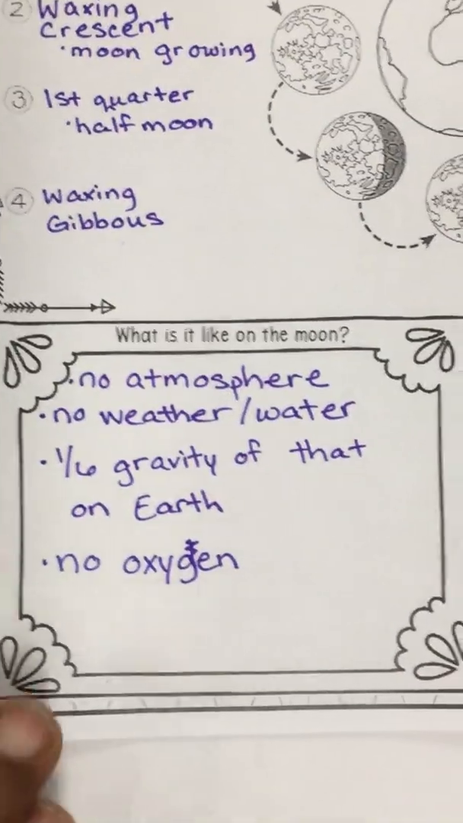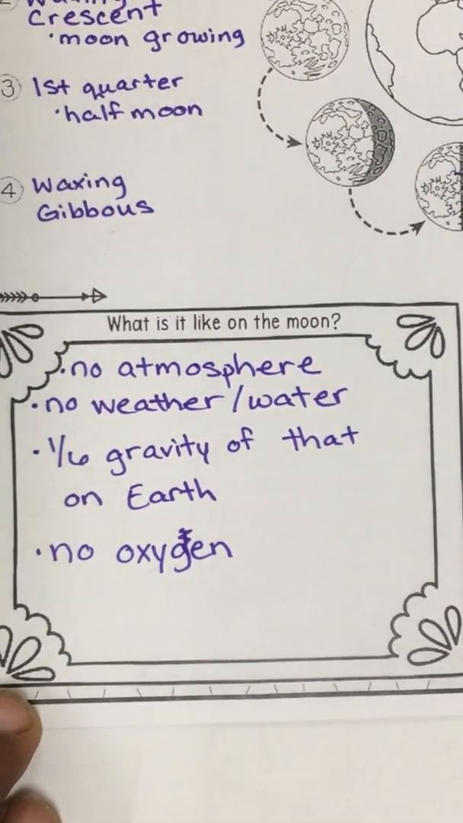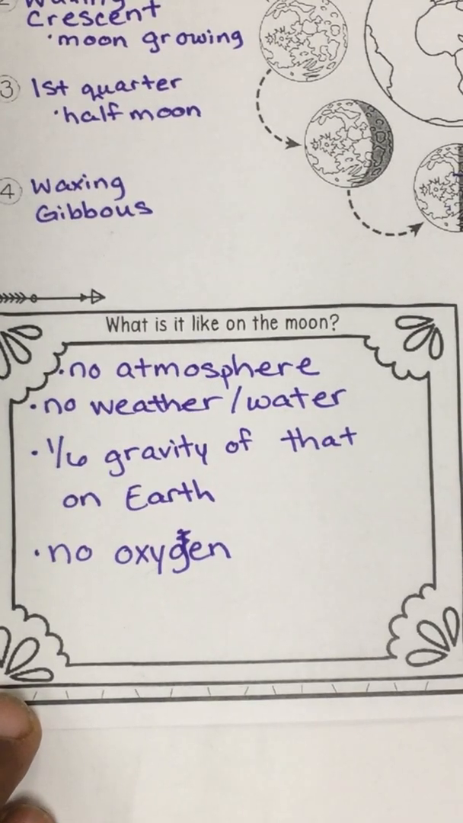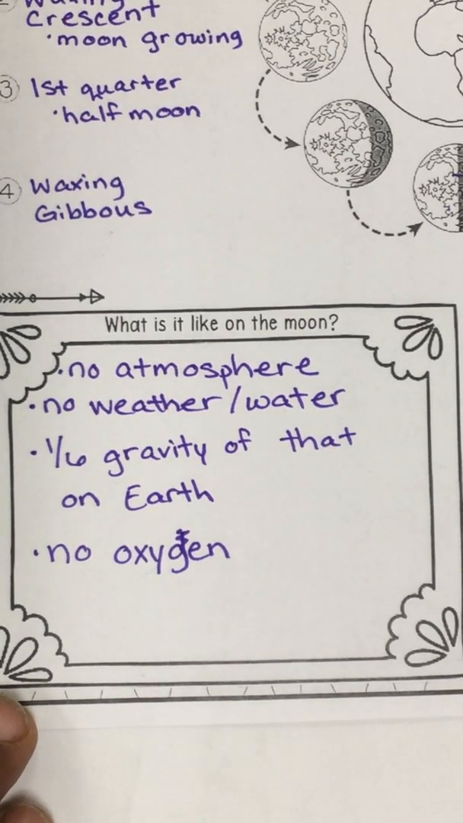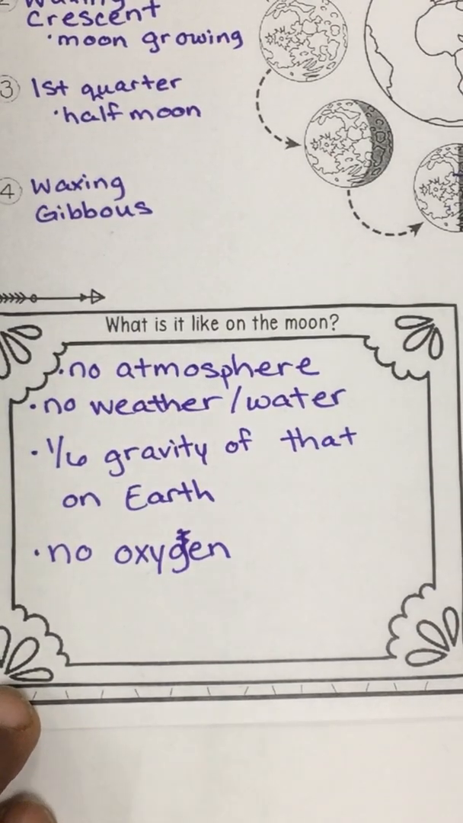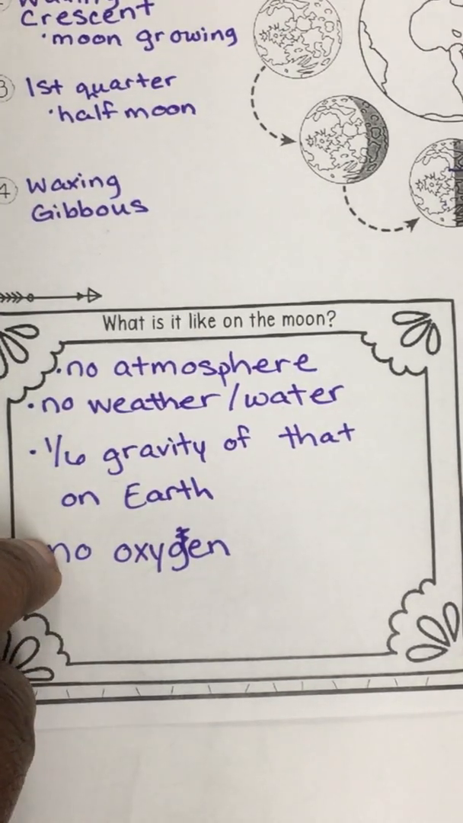Let's look at what is it like on the moon. Remember, you can pause this video at any time just so that you get all your stuff done. The moon has no atmosphere, no weather, no water. It has about 1/6 the gravity of Earth, which is why we like to say that you can almost float on the moon. Also, it has no oxygen.